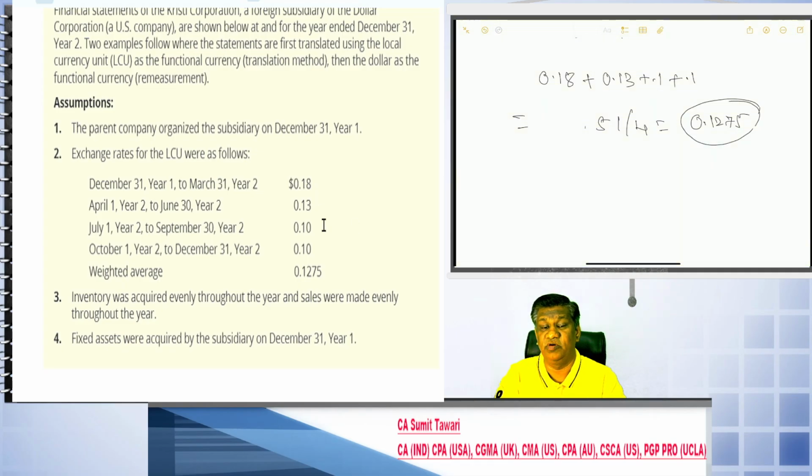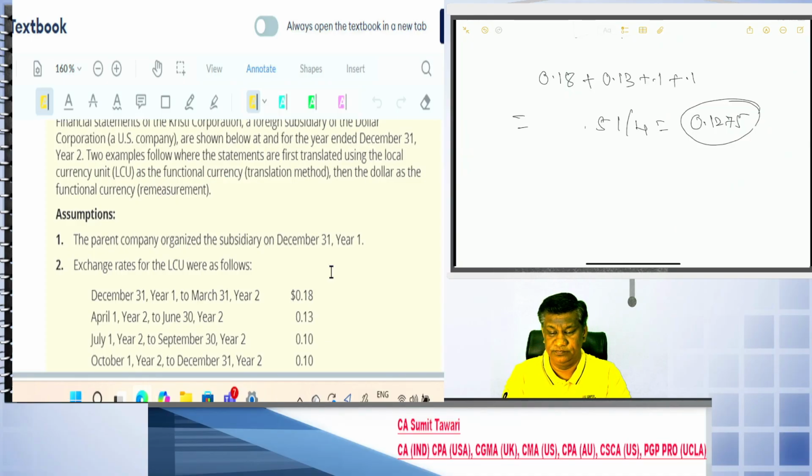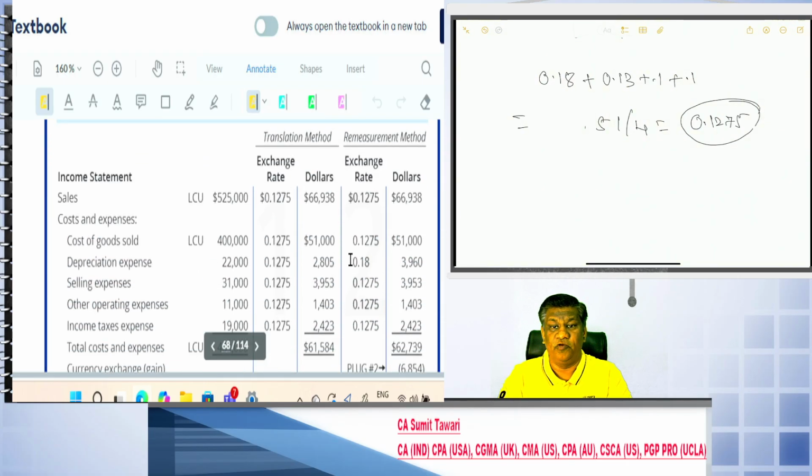Okay, and as we saw, we need to distribute the inventory evenly, so that's why we need to calculate the weighted average. Okay, so for this one, cost of goods sold, we need to calculate the historical rate, means we need to calculate the weighted average. As the weighted average and the historical rate are more or less the same, we are not able to see the difference. Okay. And then depreciation expenses 0.18 because we took the asset on 31st December, on that day it is 0.18. And then again, this is weighted average, weighted average, weighted average.